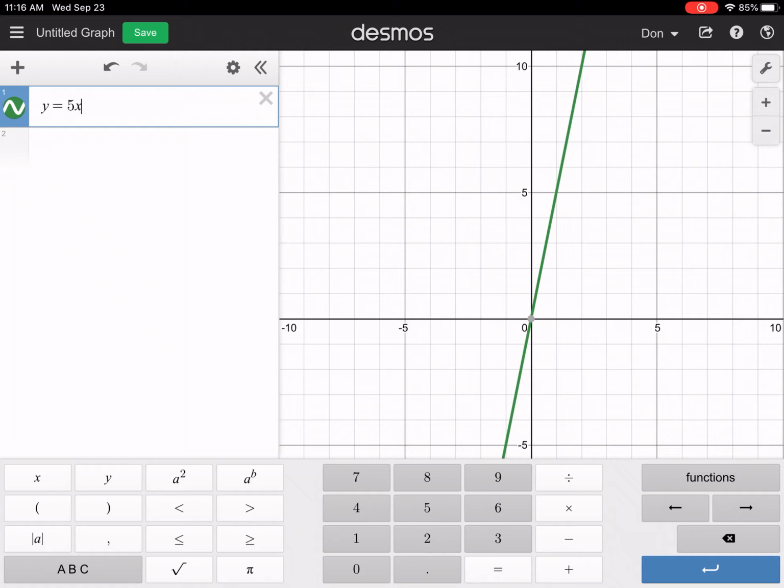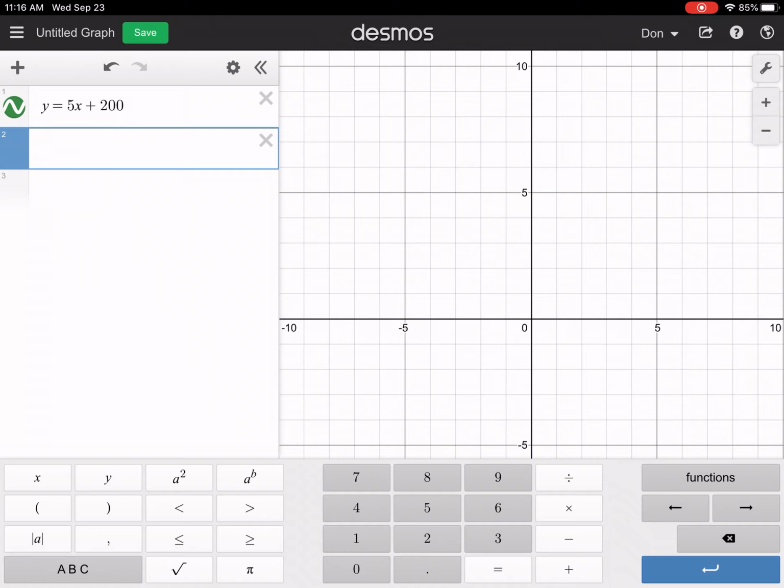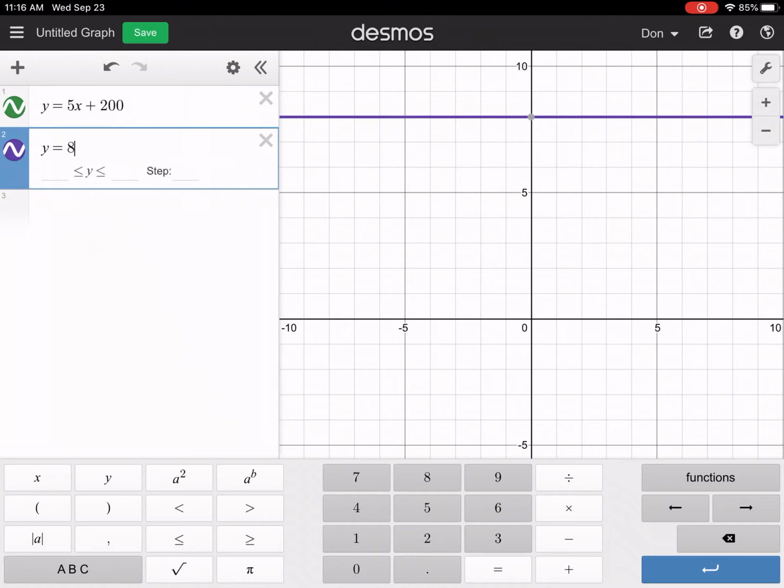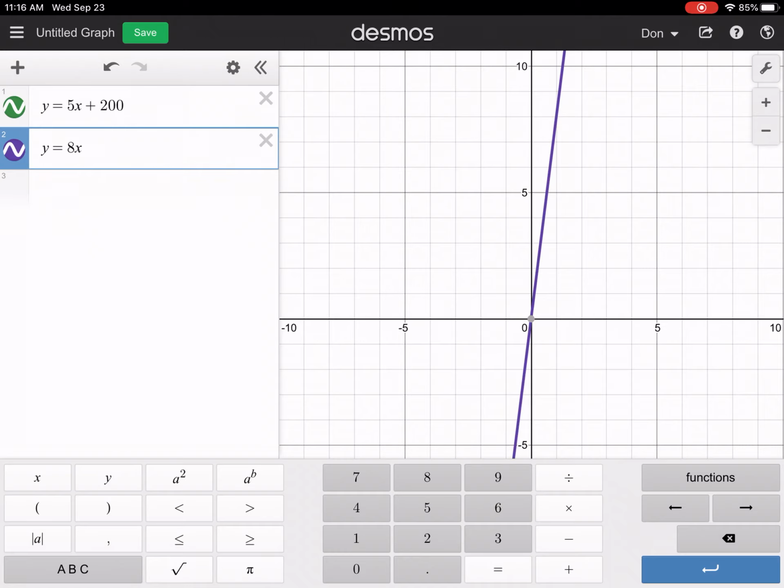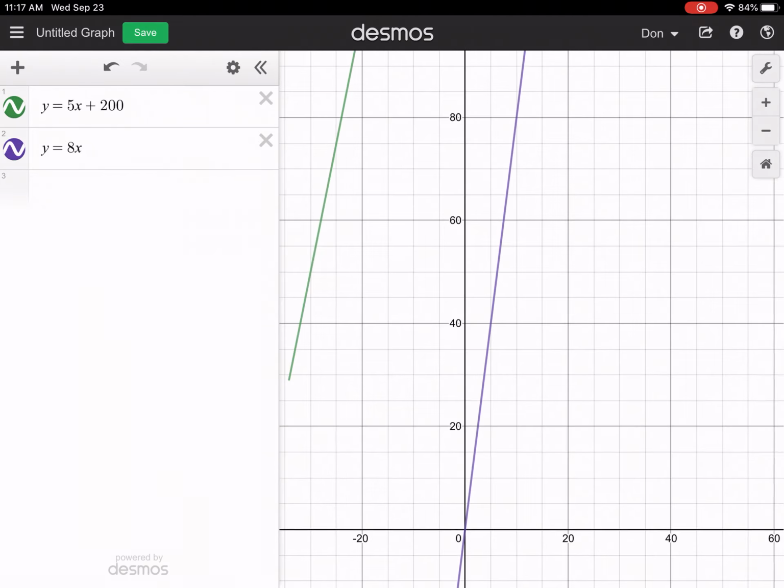Again, I'm switching C and N for Y and X, but that doesn't matter. Y equals 5x plus 200. And y equals 8x. These don't fit nicely on our grid, of course. The numbers are too big.